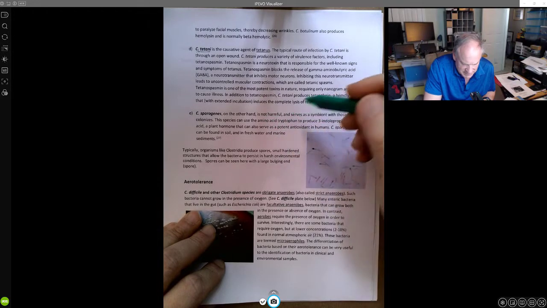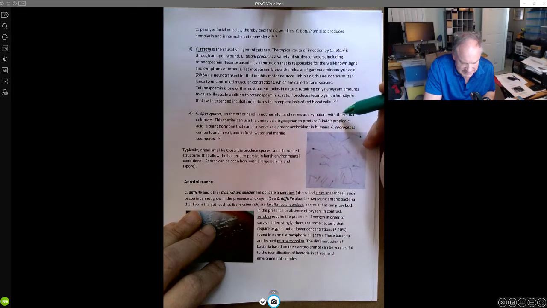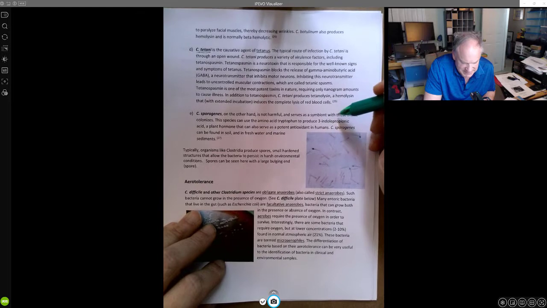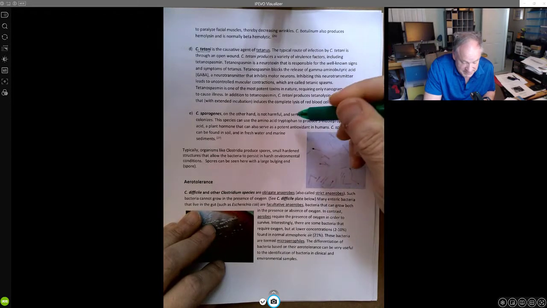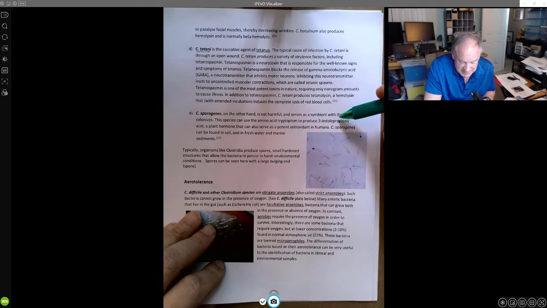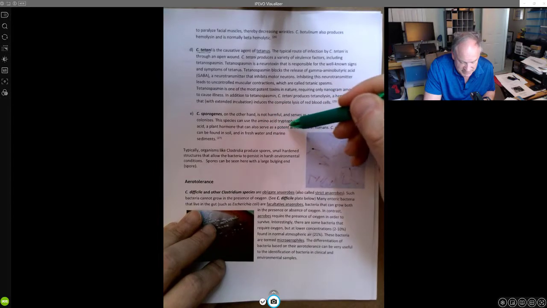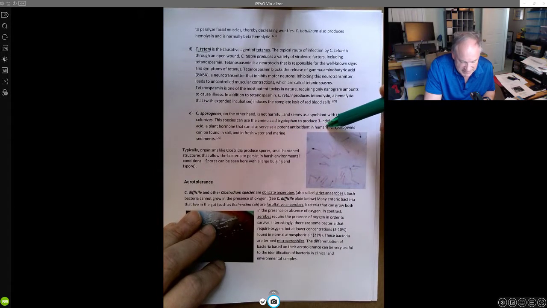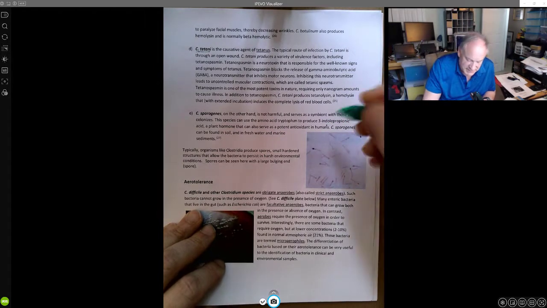Clostridium sporogenes is not as harmful. It can be a symbiont that colonizes the gut and can use the amino acid tryptophan to produce indole propionic acid, a plant hormone that can serve as a potent antioxidant to humans. C. sporogenes can be found in the soil, freshwater, various things.